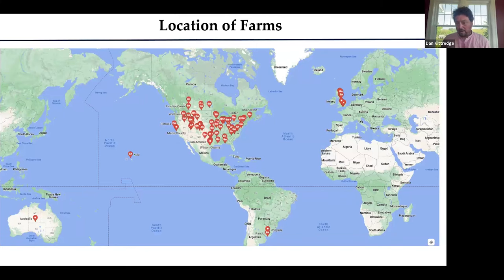Obviously, primarily North America, because the logistics of shipping meat and manure and soil across international boundaries, I can tell you, is remarkably difficult. So we had hoped to have more samples from more parts of the world, but it was really, really complicated and difficult. Anyway, we got a lot of samples. All right, next slide.